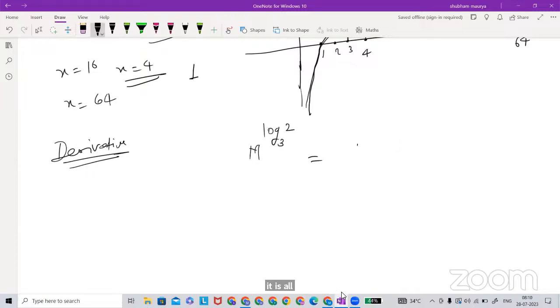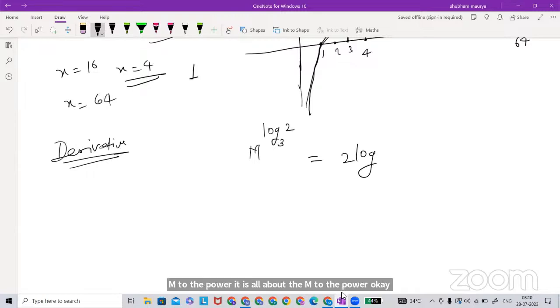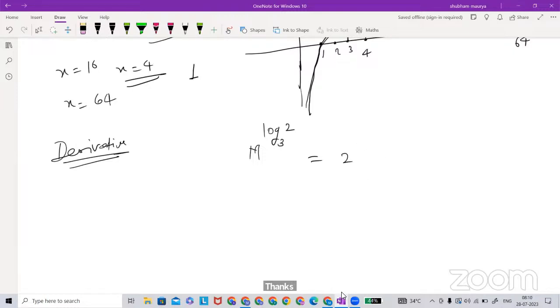So this, sir, is in the graded. This is correct. 2 to the power. Yeah, 2 to the power. Yes, it will be exchanged. Yeah, this is actually exchanged here.